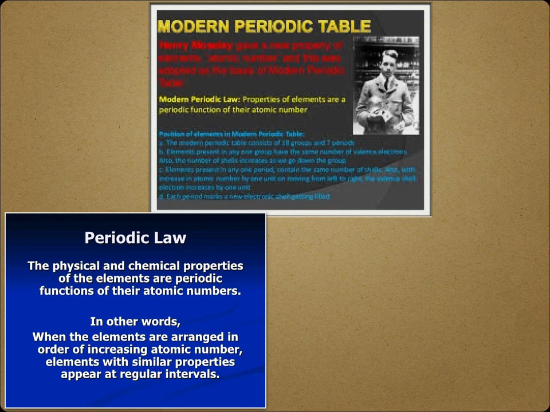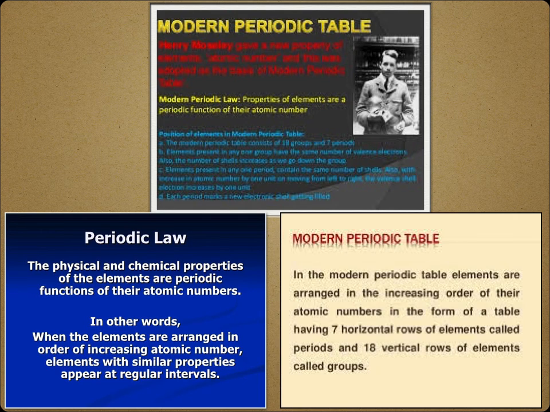Accordingly, the modern periodic law was stated as follows. In the modern periodic table, elements are arranged in the increasing order of atomic number in the form of a table having 7 horizontal rows of elements called periods and 18 vertical rows of elements called groups. The statement of the modern periodic law is: properties of elements are a periodic function of their atomic numbers. In other words, when the elements are arranged in order of increasing atomic number, elements with similar properties appear at regular intervals.